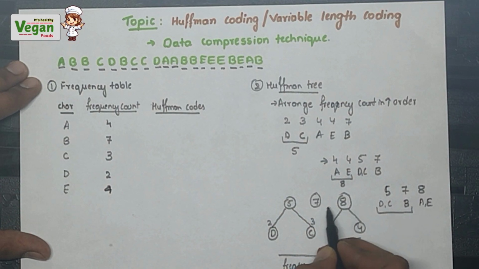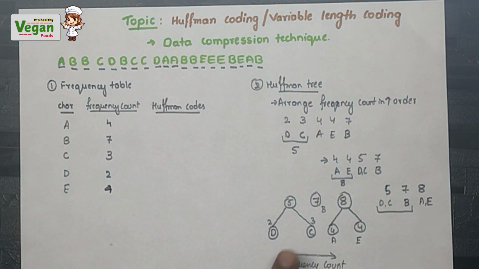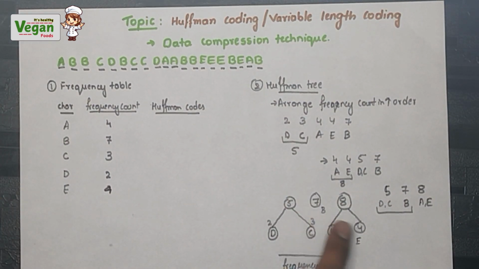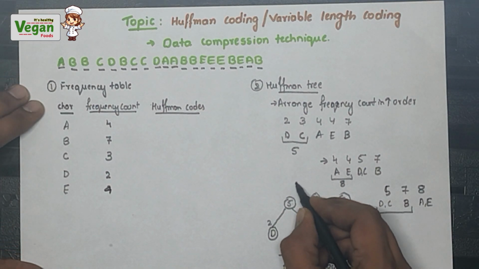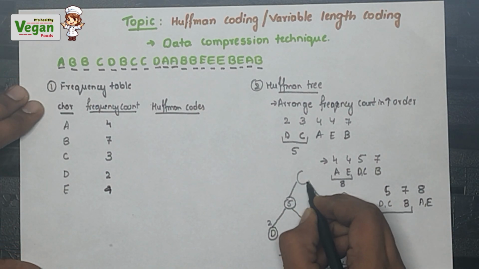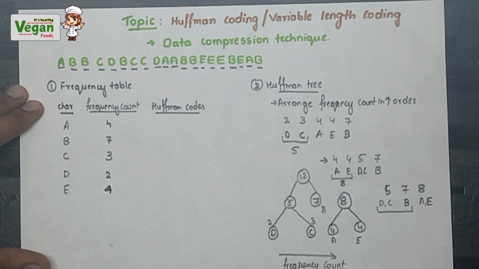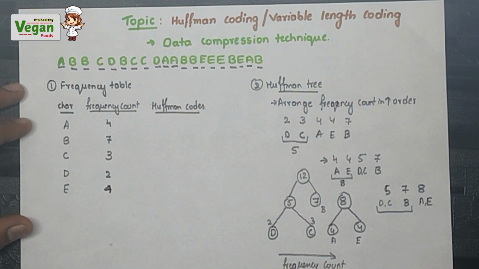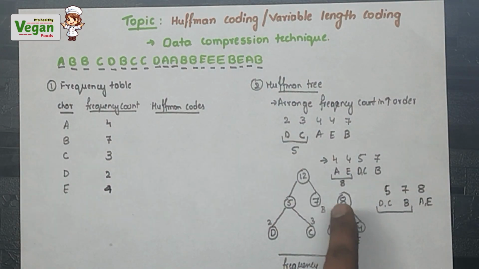So which node is this? This is of the B node. 7 means B node. If you see 5, 7, 8, this is in increasing order. You just add these two. 5 plus 7 will be 12. I said when we add the sum, it must be in increasing order of frequency count. So if you see, 12 is here, 8 is here. So the frequency count has decreased.